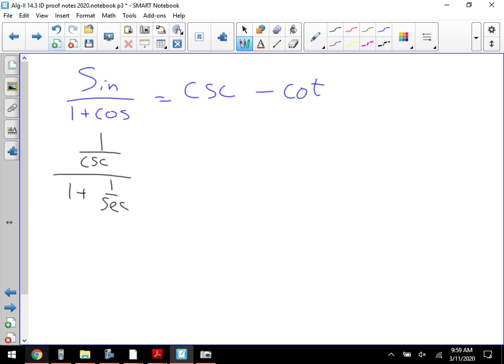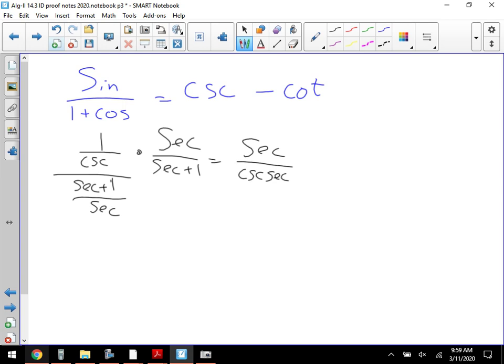Are you okay with that? When we did this one earlier, we wound up with this bottom part being just secant plus 1 all over secant. So, from this part here, I take that lower denominator and flip it. I just wanted to see what would happen. So if I do that, I get secant over secant plus 1, all right? We multiply across, and we wind up with secant over cosecant, secant plus cosecant. Okay?